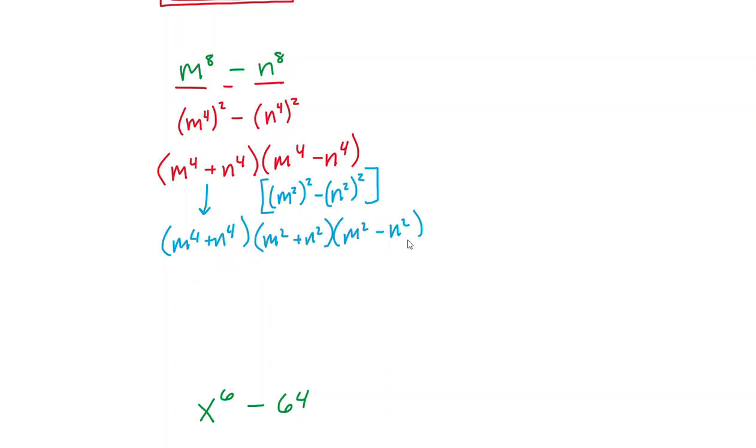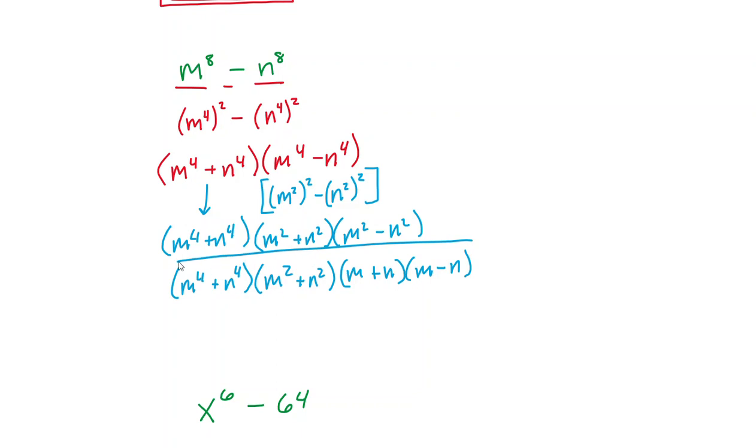Oh, wait a second. M squared minus n squared, that's a straight up factor pattern. That's m plus n times m minus n. We've been doing that all problem long. So we can't do a square plus a square. We can't factor that. But we can factor a square minus a square. That's what the difference of squares factor pattern says.